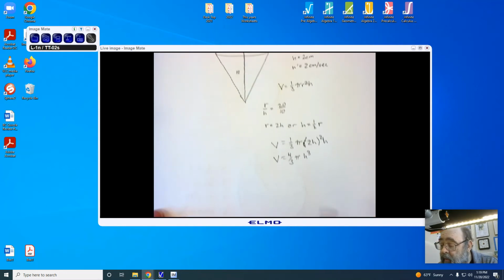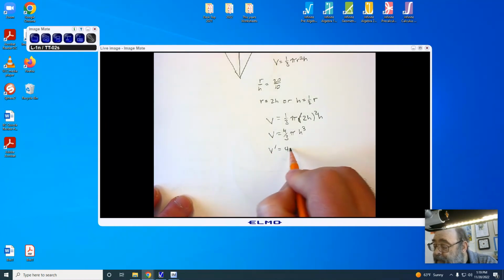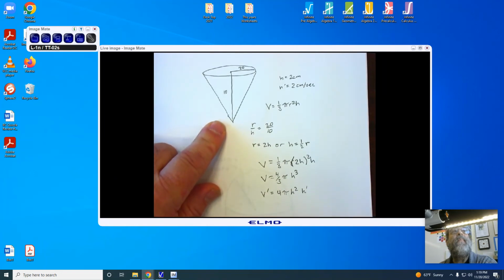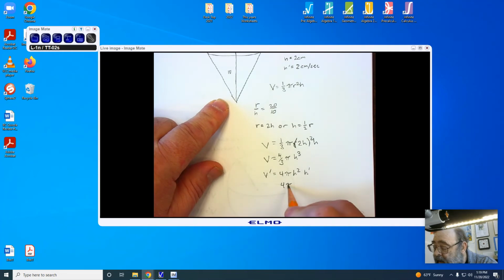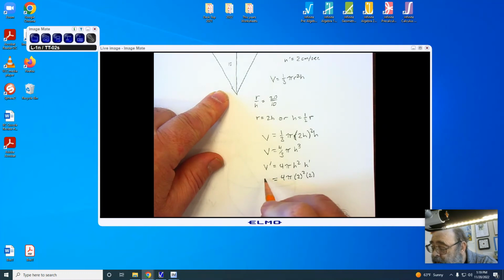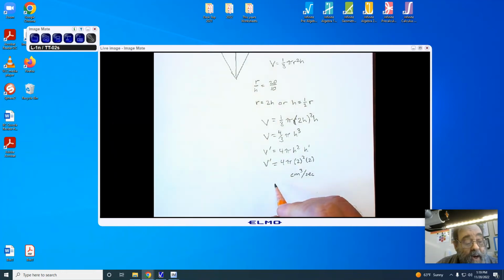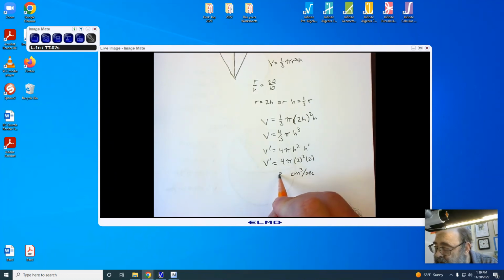All righty. We're now ready to take our implicit differentiation. V prime is equal to 4 pi h squared h prime. And I can now plug in my information. Remember, our information's right up here. H is really 2, so I have 4 pi. I have a 2 squared, and I have another 2. The units that we're looking at are centimeters cubed per second. And when I multiply all of this, you'll notice I just have 8 times 4, and that's 32 pi.